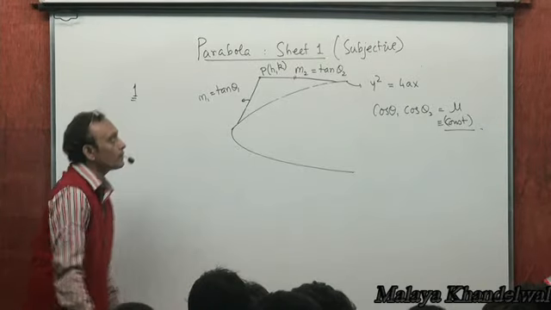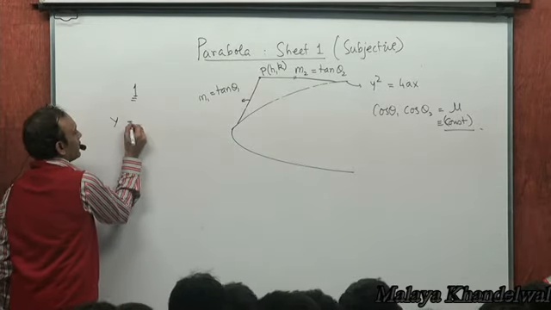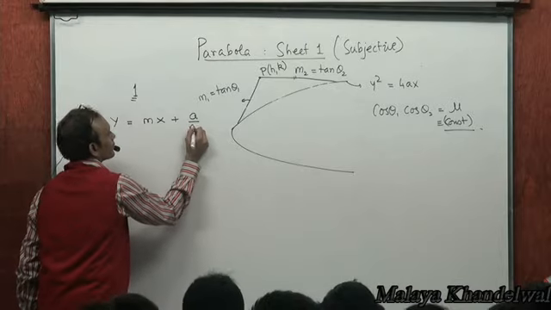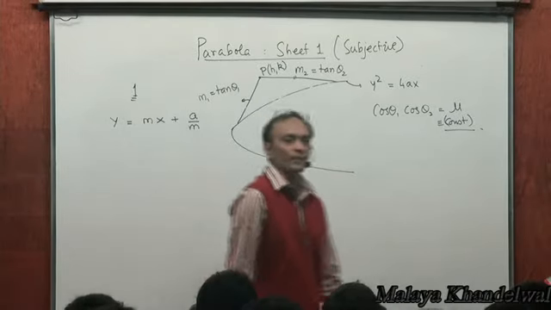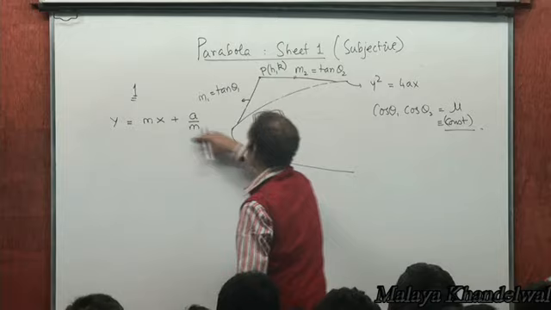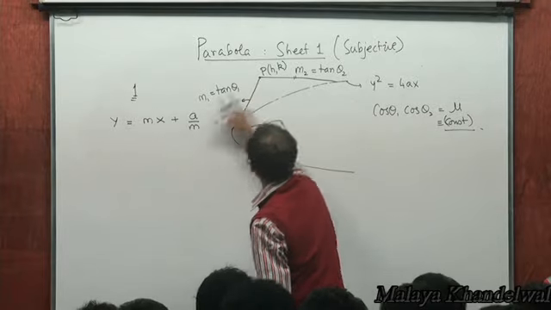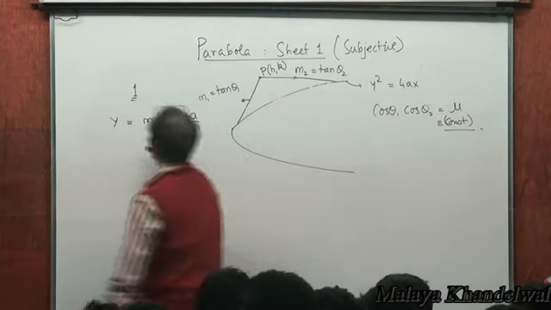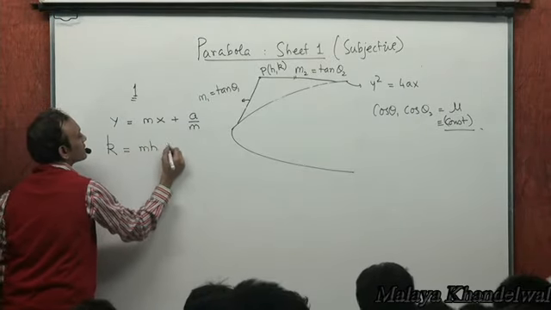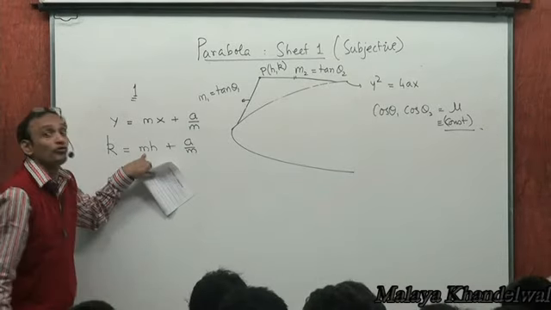Clear? Now, look, any tangent to this parabola must be of the form y equal to mx plus a by m. Now, if this tangent passes through P, the slope of the tangent would be m. And if this tangent passes through P, h comma k, then it must satisfy this equation: k would be mh plus a by m.